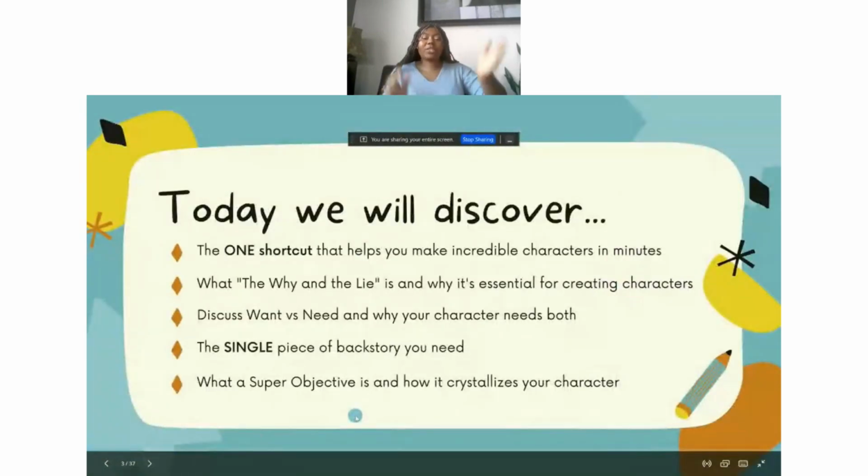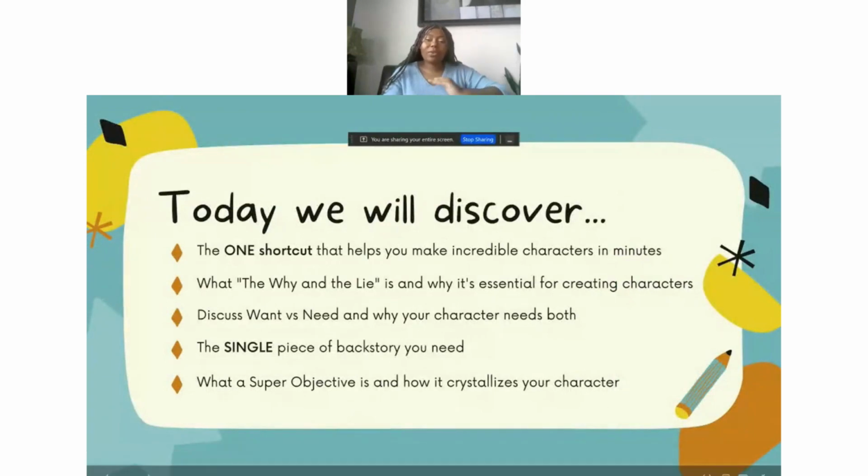So today, we're going to talk about the one shortcut that helps you make incredible characters in minutes, the why and the lie, what it is and why it's essential for creating characters. We're going to discuss want versus need, which some of you may have heard already, and why your character needs both of them, the single piece of backstory that you need, and what a super objective is and how it really crystallizes your character.